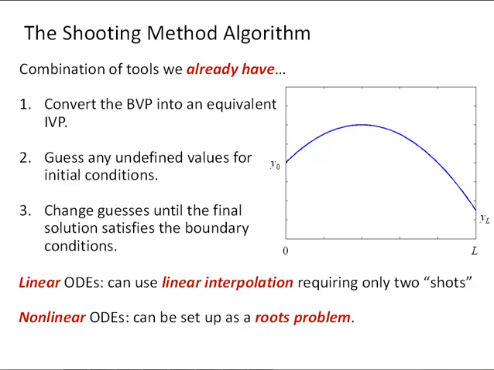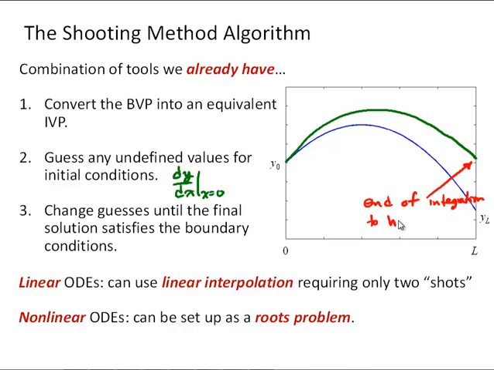Recall that the shooting method algorithm is a combination of tools that we already have. The first step is to convert the boundary value problem into an equivalent initial value problem. Then we're going to guess any undefined values for the initial conditions. Often that's going to be guessing dy dx at x equals 0. We'll take that guess, use an initial value problem solver to integrate the differential equation, and modify our guess until the end of the integration hits the target. And that's always going to be our second boundary condition, in this case YL. So we'll change those guesses until we find the initial guess that hits the target.